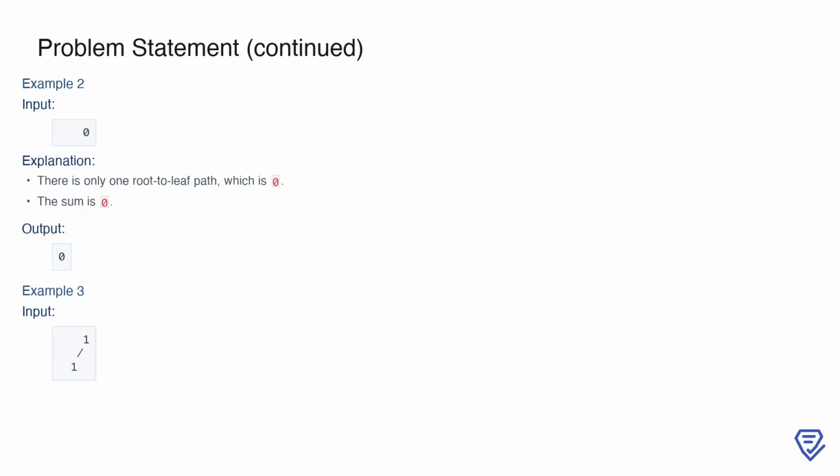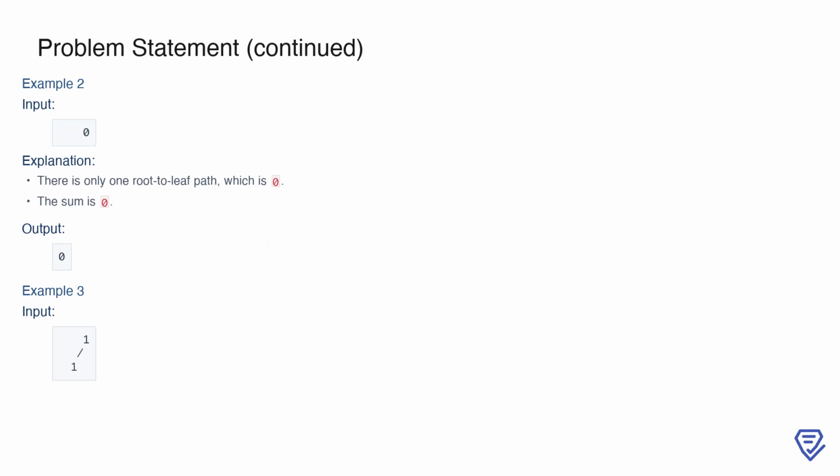Now, let's look at a simpler example. Here, the tree consists of just a single node with the value 0. Since there is only one root to leaf path, which is just the value of the root itself, the binary number represented is 0. The sum of all root to leaf paths in this case is simply 0, which is also our output.